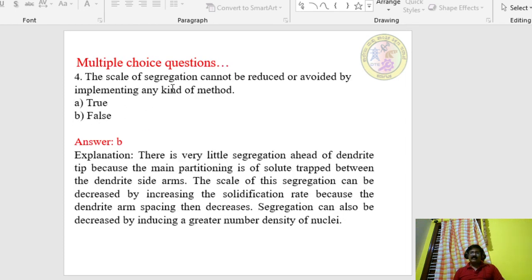Next, fourth question. The scale of segregation cannot be reduced or avoided by implementing any kind of method. The options are true or false. It will be false. Generally there will be very little segregation ahead of the dendrite tip because of the main partition of any sort of solute trapped between the dendrite structure of a side arm. The scale of segregation may decrease by increasing the solidification rate. So definitely it will be false.